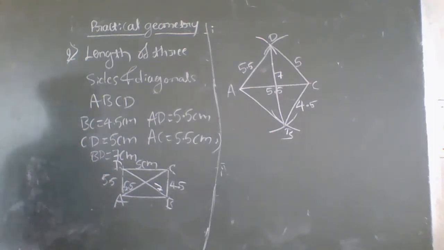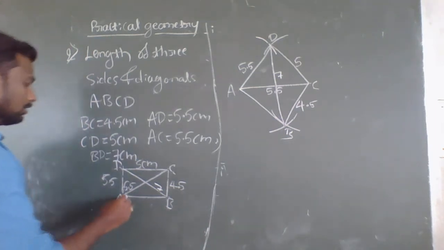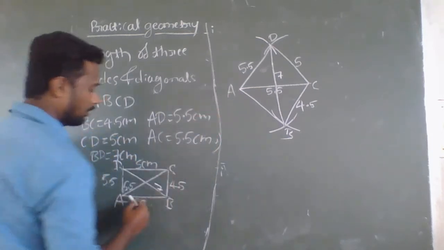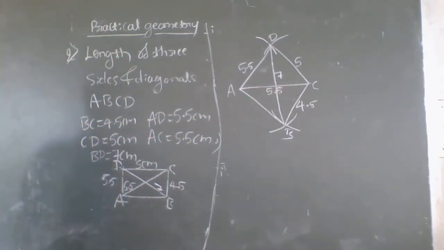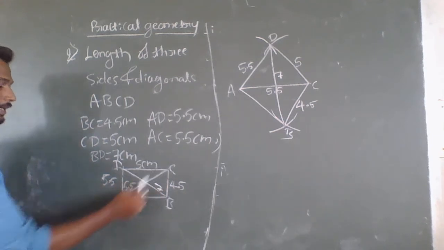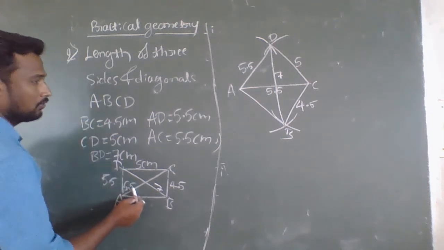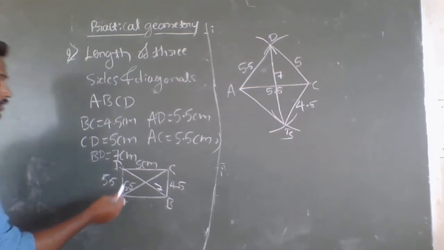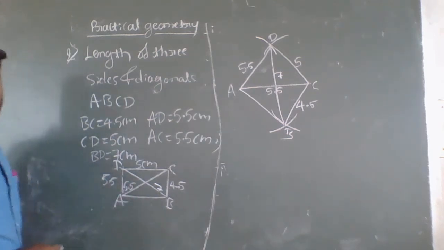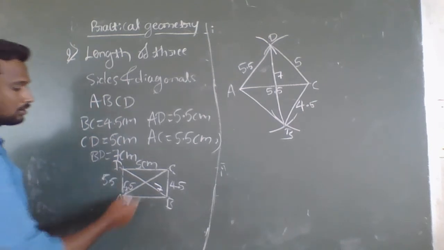So what I did here: this is the rough diagram. After this, I considered the diagonal AC as the base of the quadrilateral. There are two diagonals, BD and AC, but I will always consider the diagonal which is of lesser length. Here 5.5 is less than 7, therefore I will consider the diagonal with length 5.5, meaning AC.